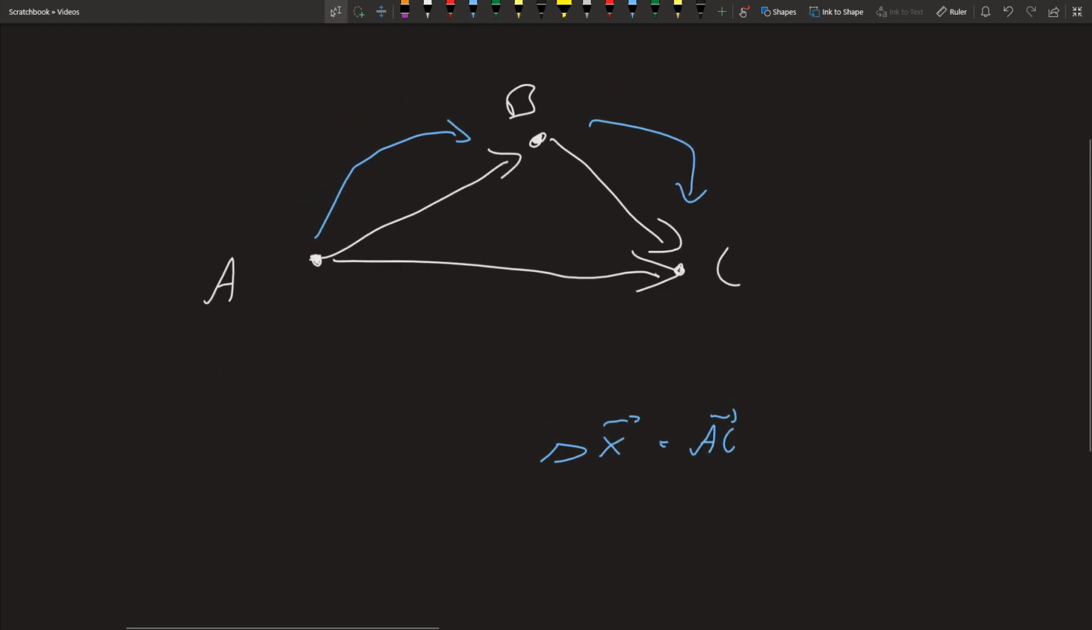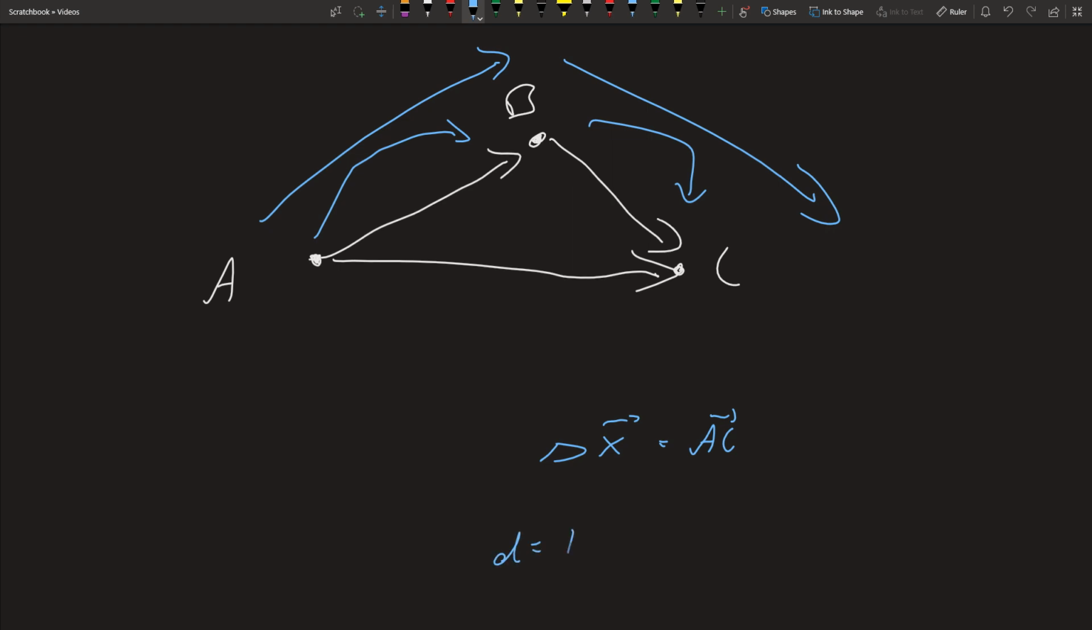But the distance is different because I traveled from A to B, right? I traveled some length, then B to C, it's another length, right? So the distance in this case is the absolute value or the magnitude of AB plus the absolute value or magnitude of BC. Okay, they're not the same. Sometimes they can be the same. Displacements and distances can be equal, but in general, they're not.